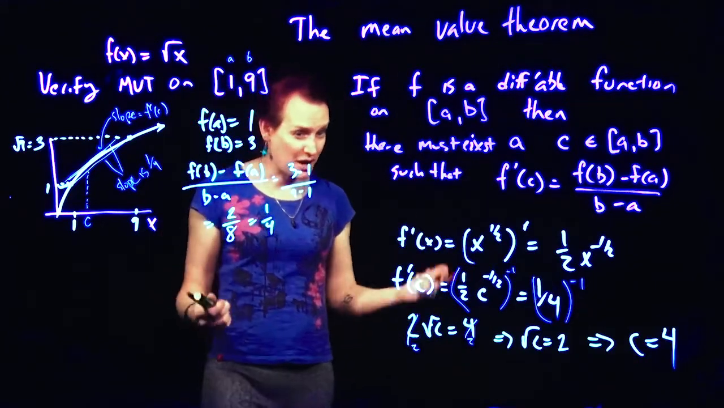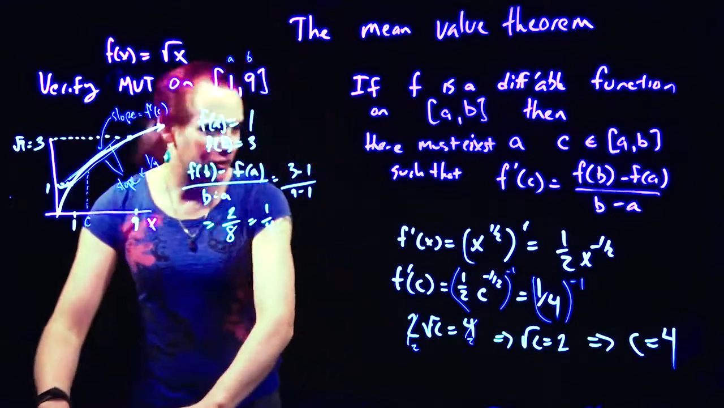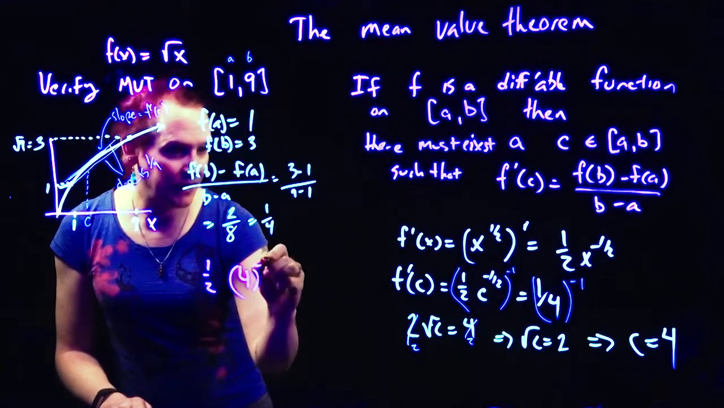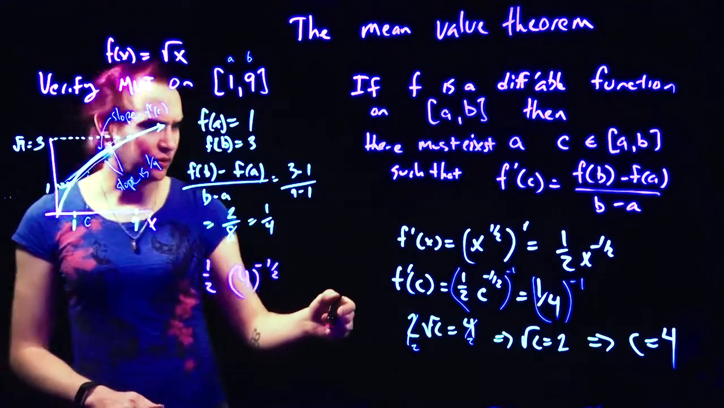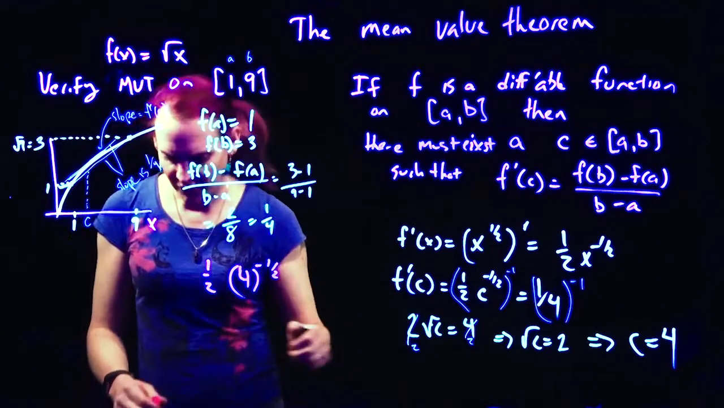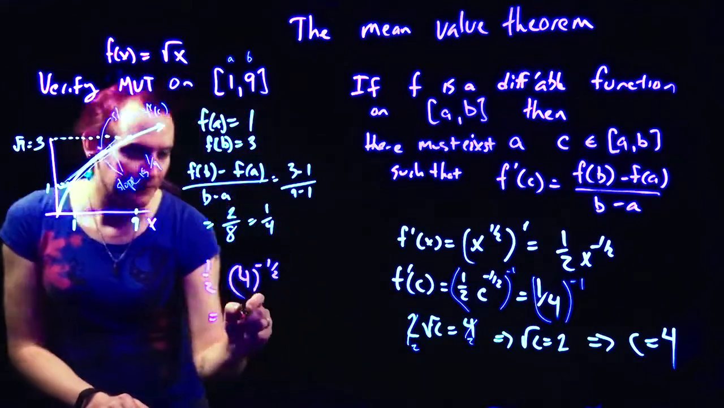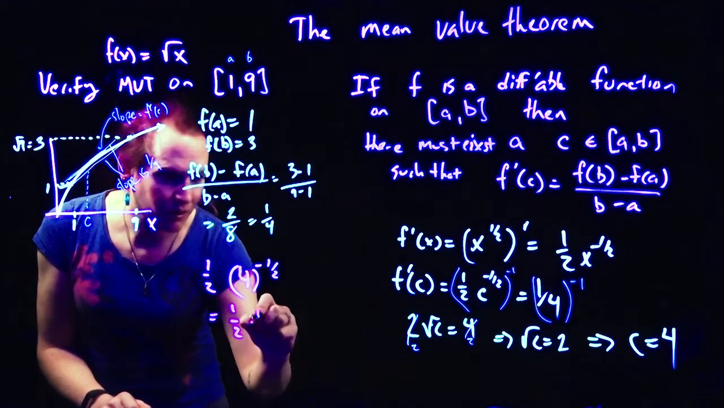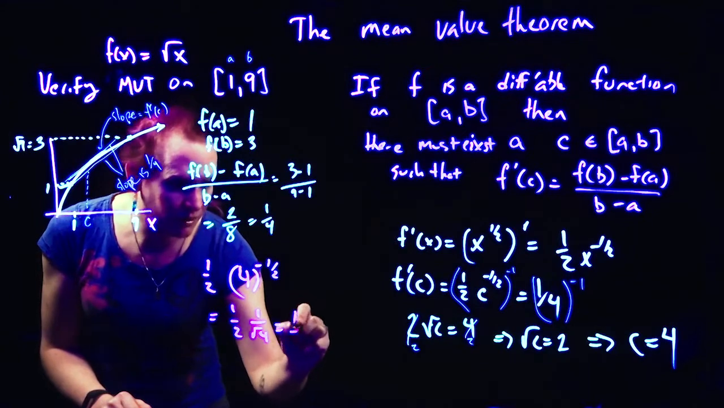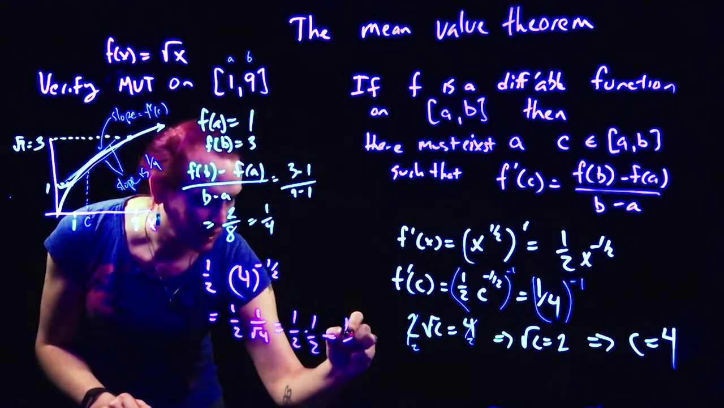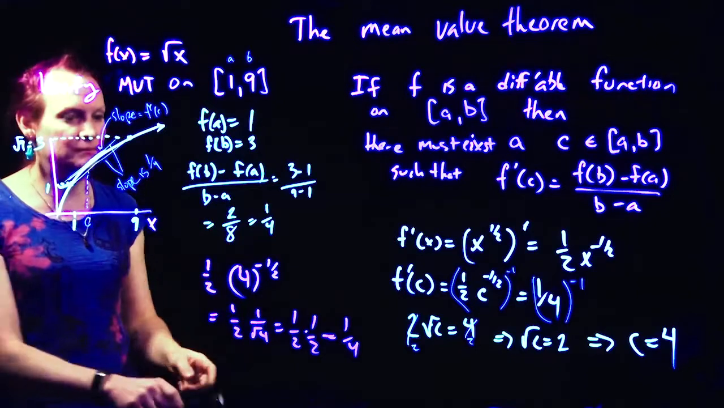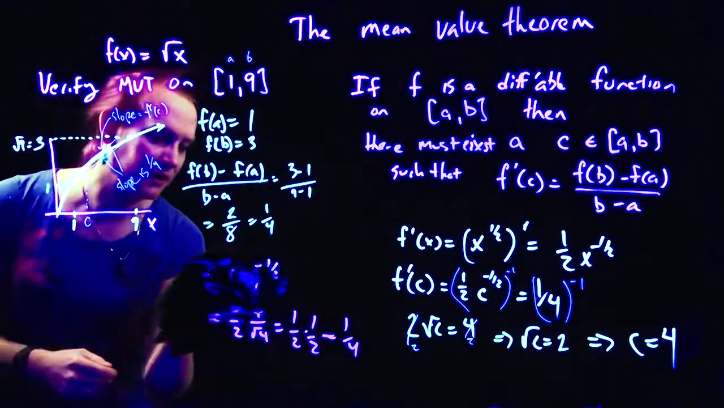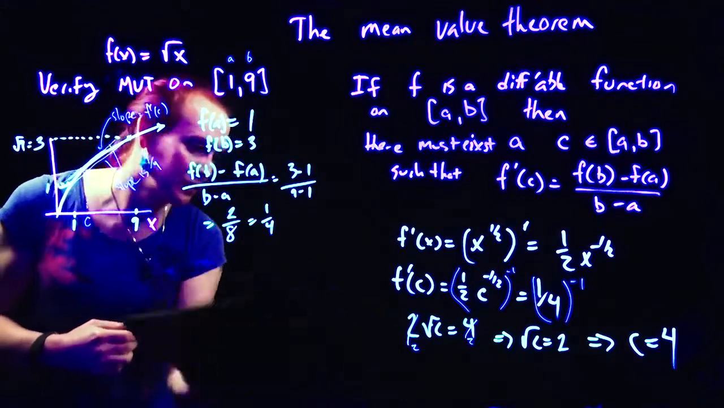And we should double check our work. So here's a quick little double check. Is 1/2 of 4 to the -1/2 equal to 1/4? So let's examine that. So this is 1/2 of 1 over the square root of 4 equals 1 over 2 times 1 over 2 equals 1/4. Yes. Okay, so that was just a check of my work. And so I don't really need that anymore.